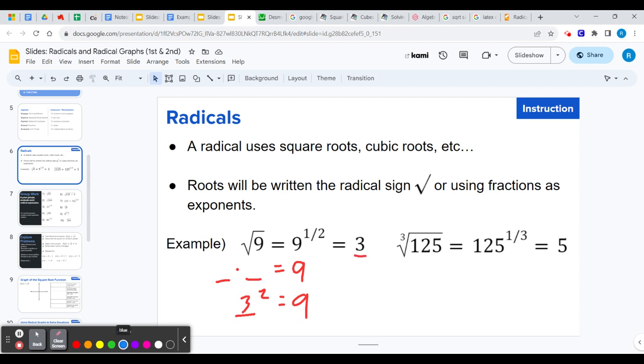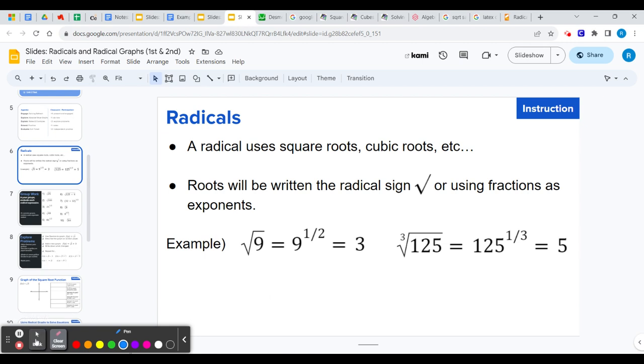For the cubic root, we're thinking of what times itself twice, or 3 times in a row. So what to the 3rd power equals 125. And in this case, we would have 5 to the 3rd power, because 5 times 5 gives us 25. 5 times 25 gives us 125.